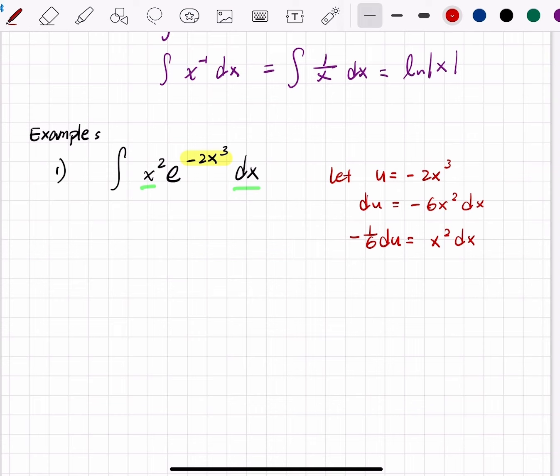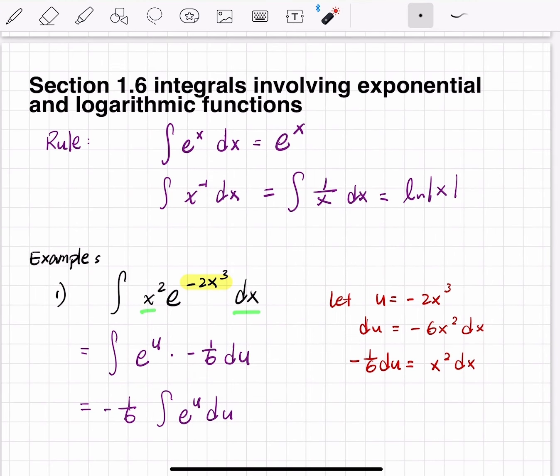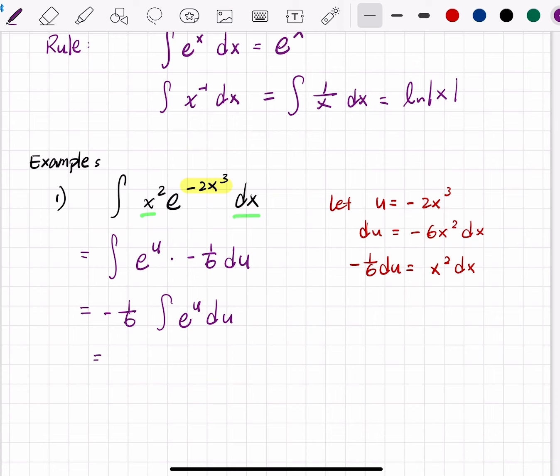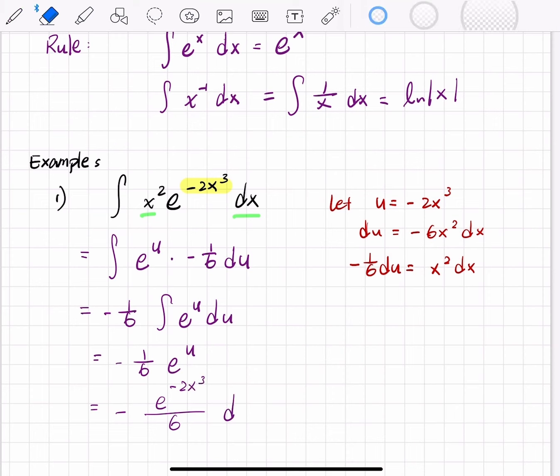Now let's rewrite the problem. It becomes the integral of e to the u times negative 1/6 du. Let's put the negative 1/6 in front. Because we're integrating e to the u, you just ignore that u is a function. Then according to the formula, this is just e to the u by itself. Rewriting it, we get e to the negative 2x cubed plus c.